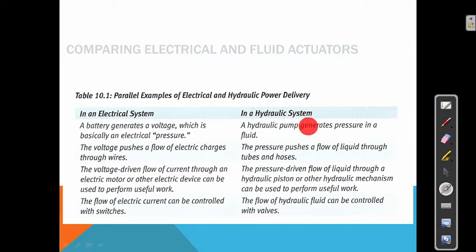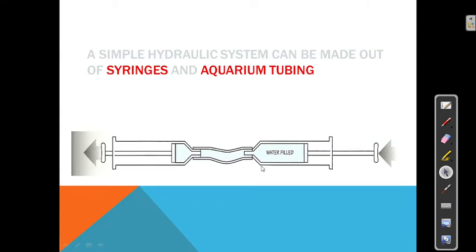If you are going for a hydraulic system, a hydraulic pump generates a pressure in a fluid, and the pressure pushes a flow of liquid through the tubes and hoses. The pressure-driven flow of liquid through a hydraulic piston or other hydraulic mechanism can be used to perform useful work. The flow of hydraulic fluid can be controlled with valves. These are the comparison of electrical and fluid. Here a simple hydraulic system can be made out of syringes and an aquarium tube.